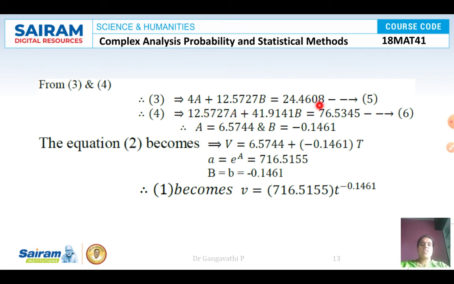We get equations 5 and 6. On solving them, we get the values of capital letter A and capital letter B. We can substitute them in equation 2, which gives the equation of a straight line, but that is not our final answer. We have to get the values of small a and small b by using this formula. And those values of a and b which were obtained should be substituted in equation 1, which gives the curve of best fit to the given data.